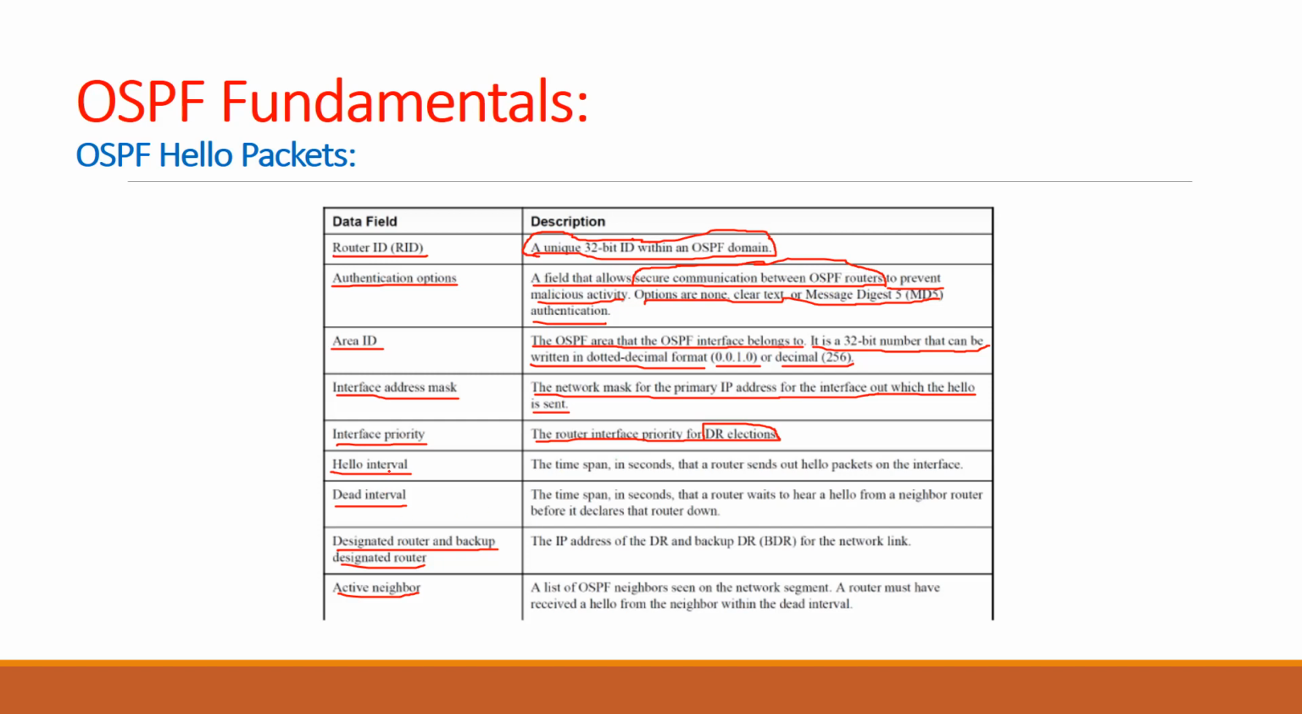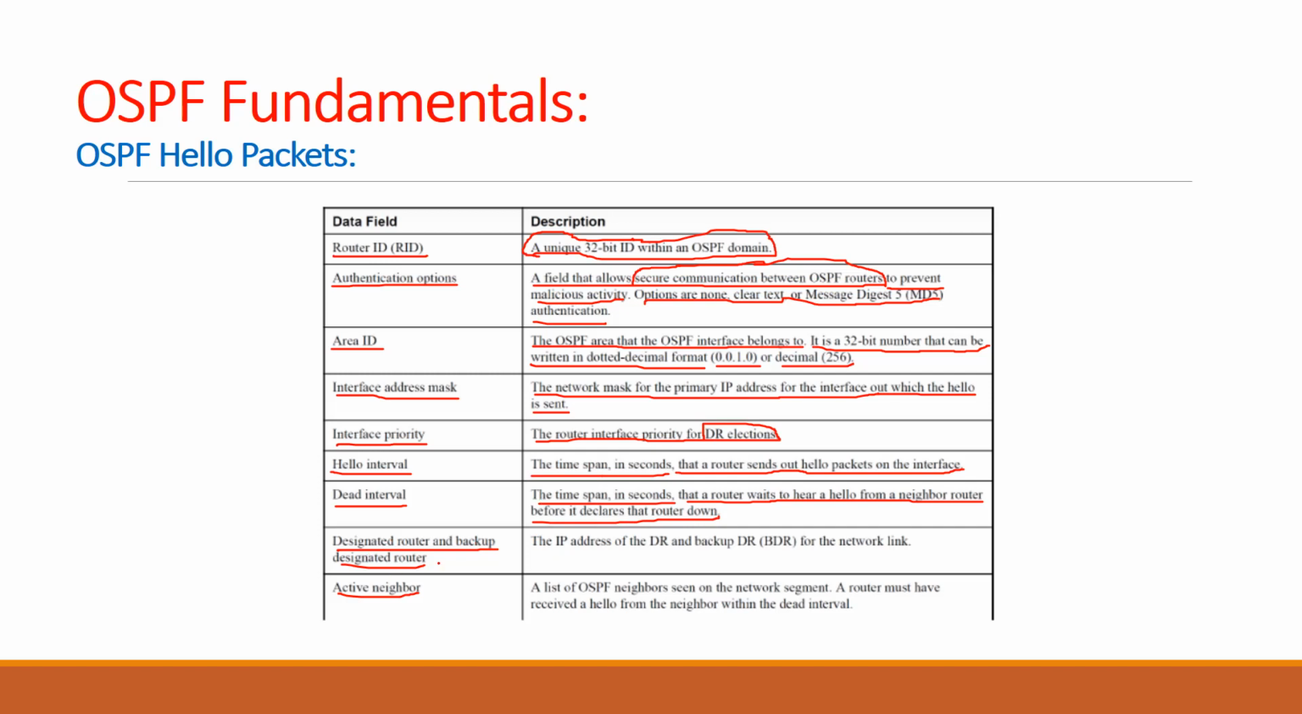The other field is the hello interval, the time span in seconds that a router sends out hello packets on the interface. After how long the router should send a hello packet out of the interface. This is the hello interval. The dead interval, the time span in seconds that a router waits to hear a hello from a neighbor router before it declares that the router is down.